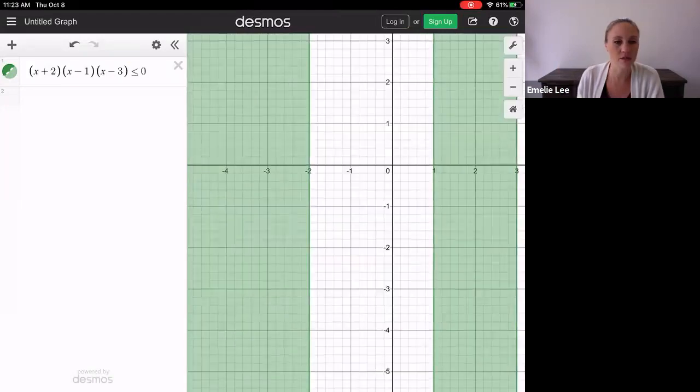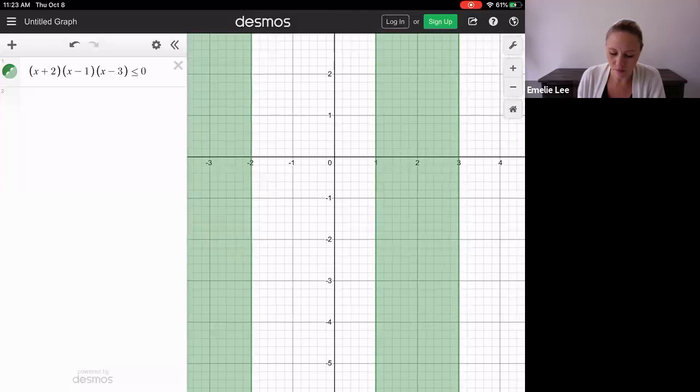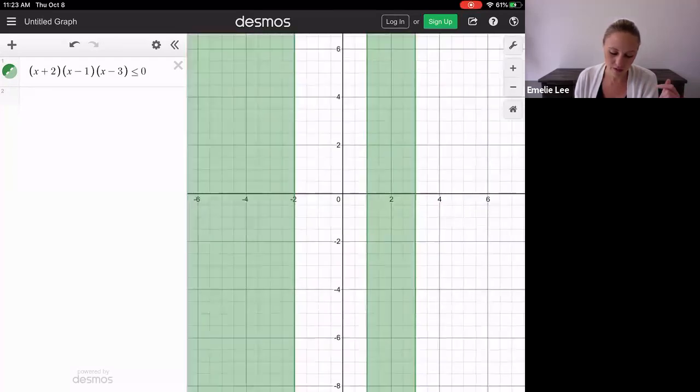Everything up to -2, it's not letting me click it, but that's okay. And then from 1 to 3 is also the solution. So you can check your work that way, especially if you're dealing with a big nasty one like we were just dealing with. So we'll come back and use Desmos later on today, but definitely check it out.